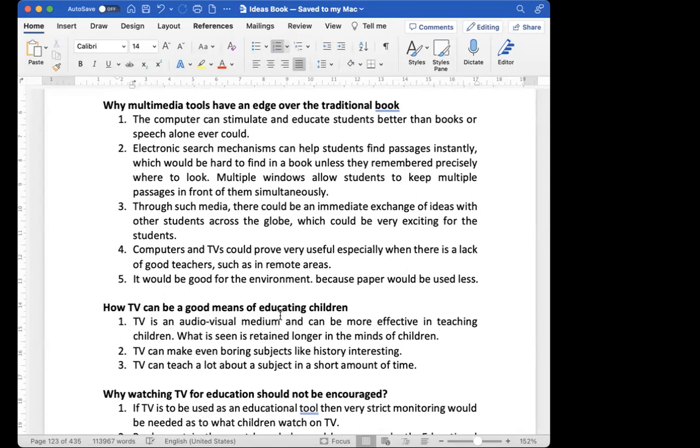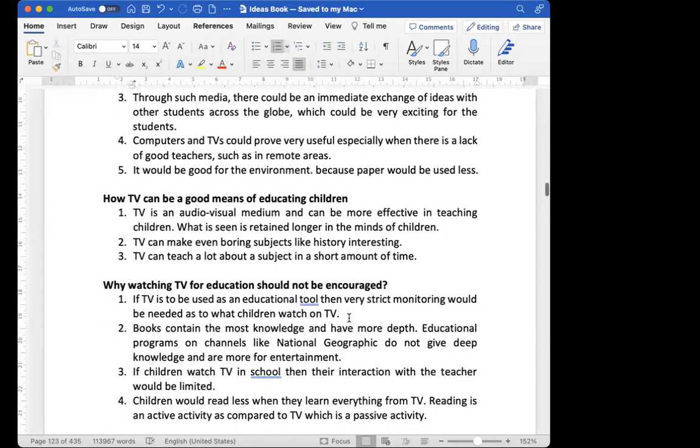Then how TV can be a good means of educating children. TV is an audiovisual medium and can be more effective in teaching children. What is seen is retained longer in the minds of children. TV can make even boring subjects like history interesting. TV can teach a lot about a subject in a short amount of time.